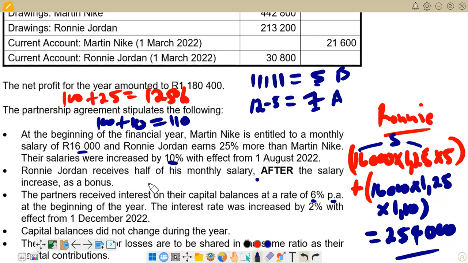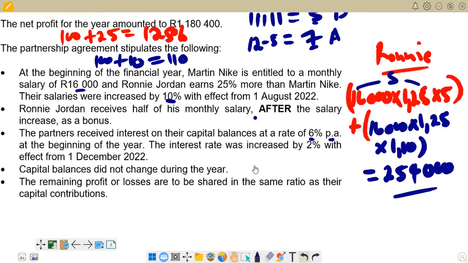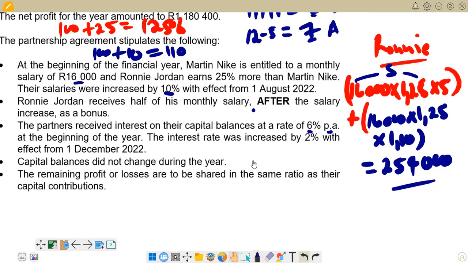The bonus now, we try to find out in terms of the bonus there, what explanation do we have? Right, this one is the explanation in terms of the bonus, saying Ronnie Jordan receives half of his monthly salary after the salary increase as a bonus. So we can just try to see there. Remember, after the salary increase is this second part here.